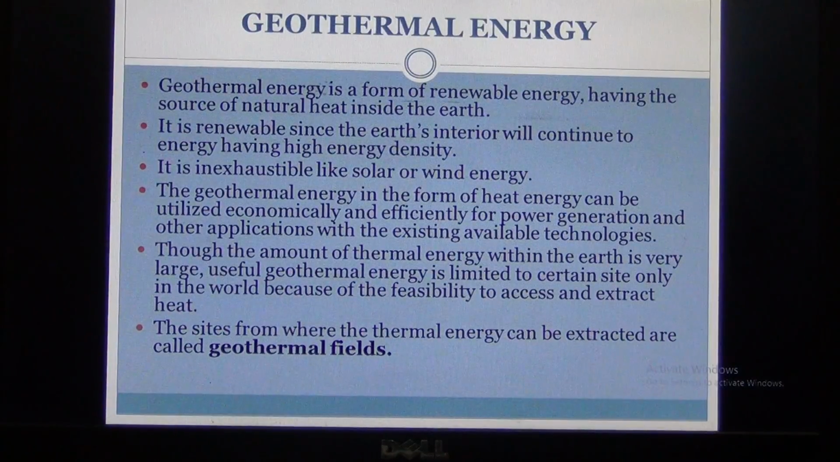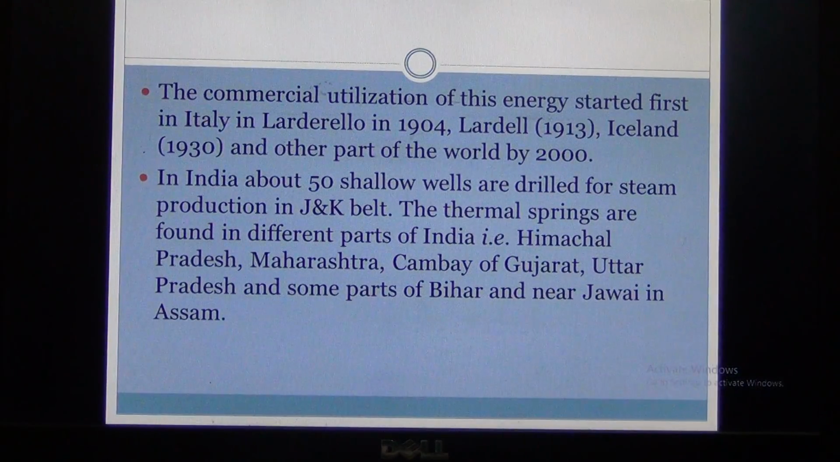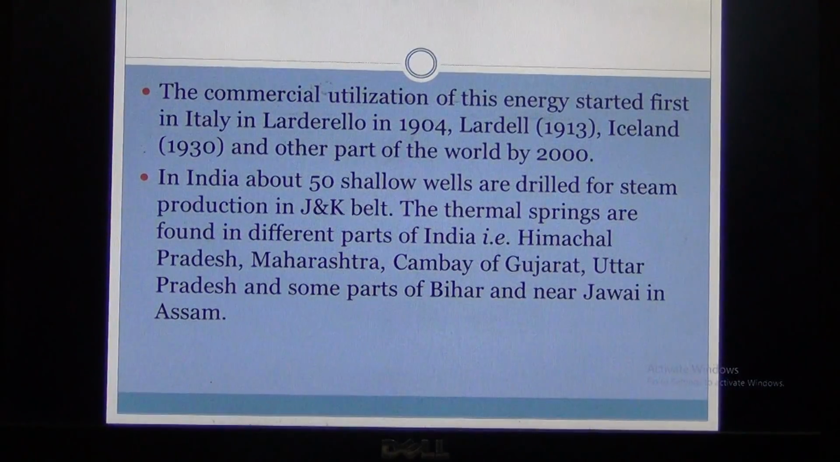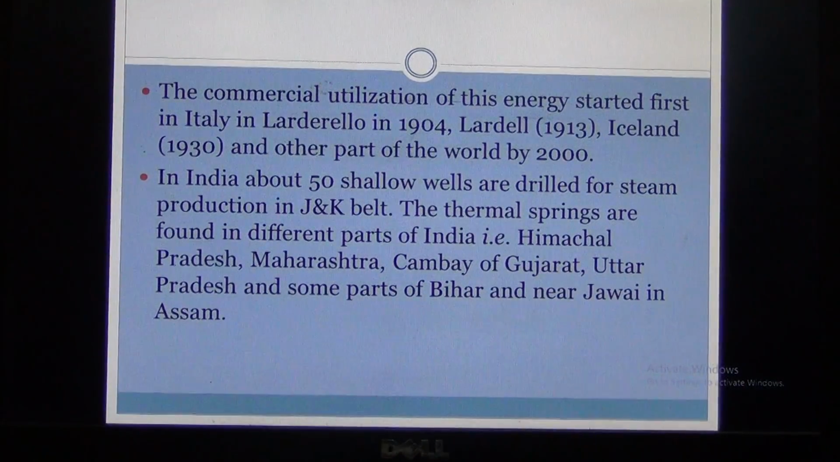These sites from where the thermal energy can be extracted are called the geothermal fields. The commercial utilization of this energy started first in Italy in Larderello in 1904, then in 1930, Iceland in 1930, and other parts of the world by 2000. First it was used by Italy, followed by Iceland and other parts of the world, but it primarily got focus in 2000.